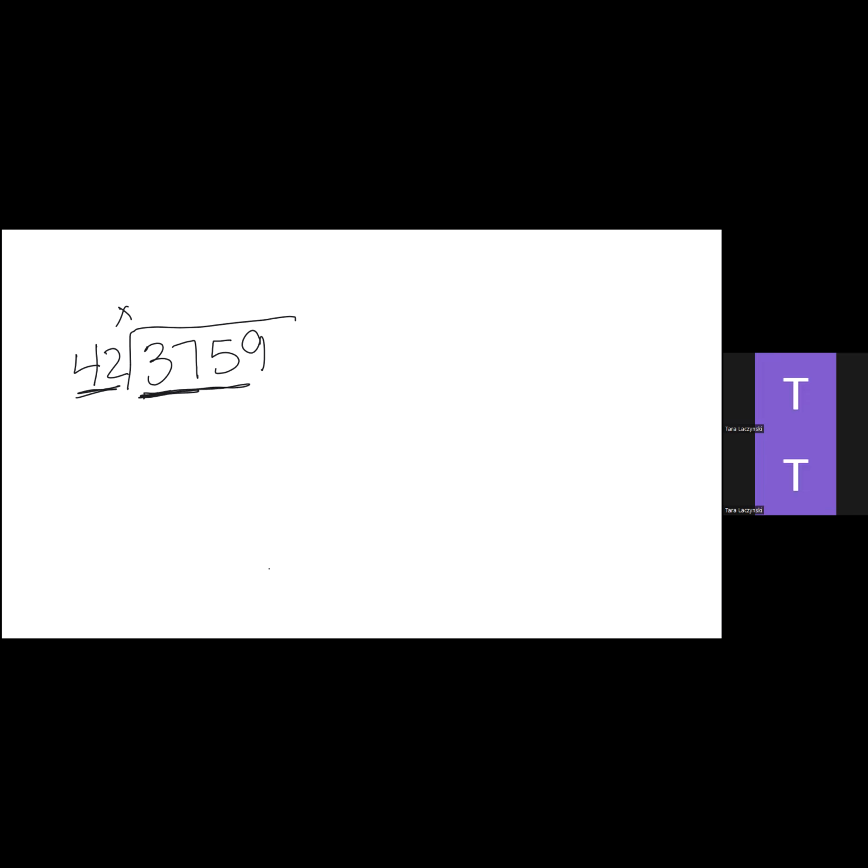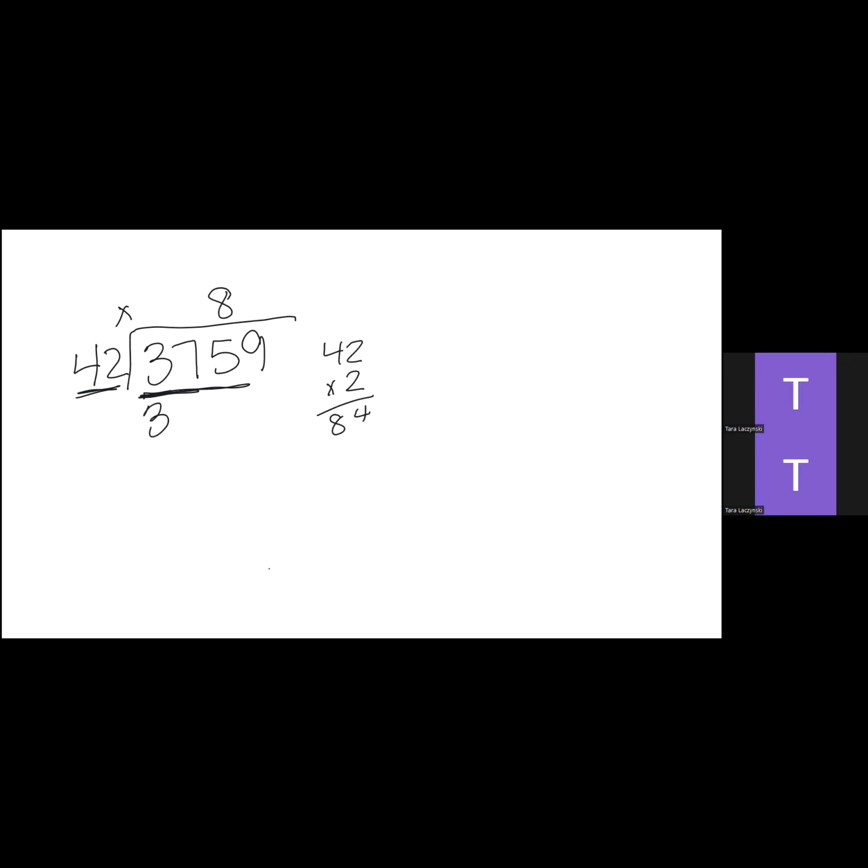Yes, it does. 8 times. If you're not sure, guess and check is your friend. Give it a try. You can sit over here and say, what about 42 times 2? And keep guessing and checking until you find what's closest without going over. So 42 goes in 8 times.